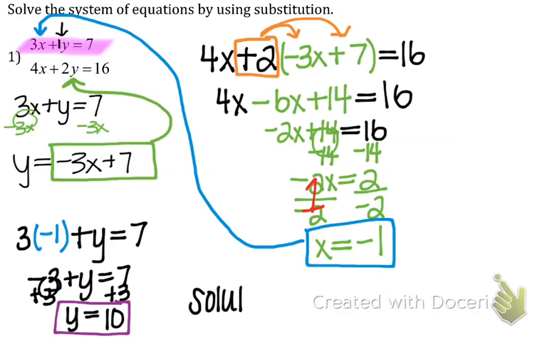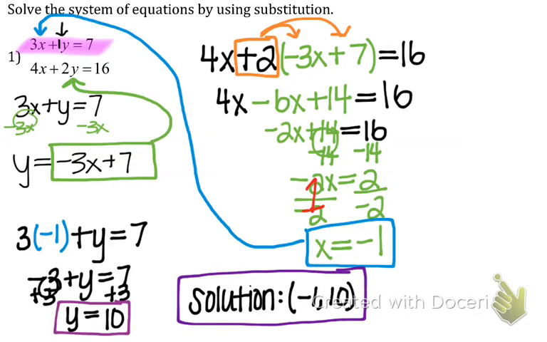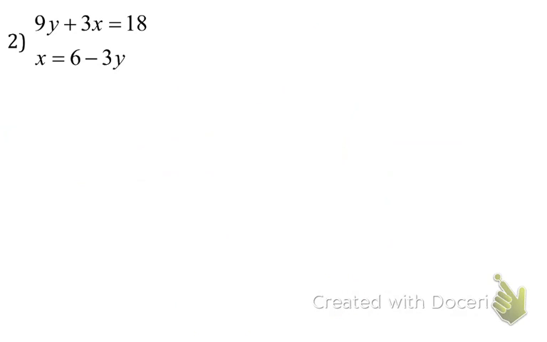My solution to this system can be written as an ordered pair, and my solution is going to be x is negative 1 and y is positive 10. Let's do another substitution example.